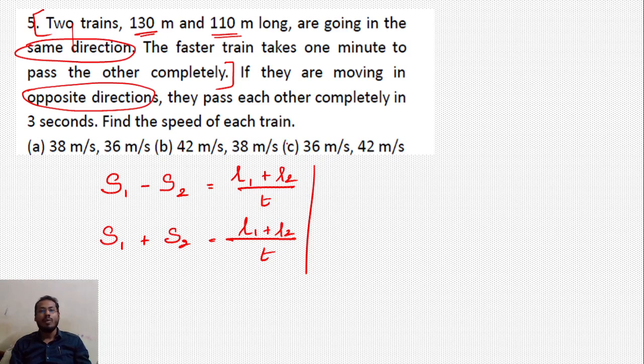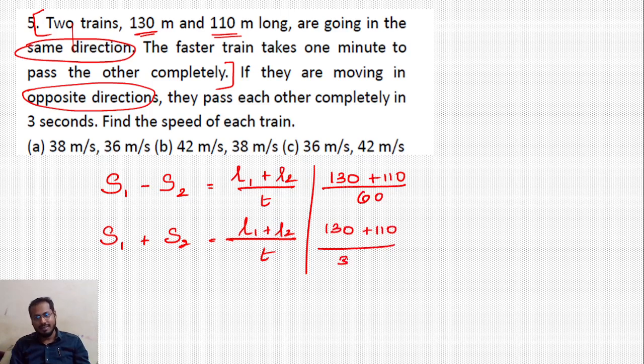Right. What is L1? 130 plus 110 over what is the time taken? 1 minute. That means 60 seconds. Here L1 is 130 plus 110 over the seconds. Right? So solve this. 240 over 60, that is 4. And here 240 over 3, so it will be 80.